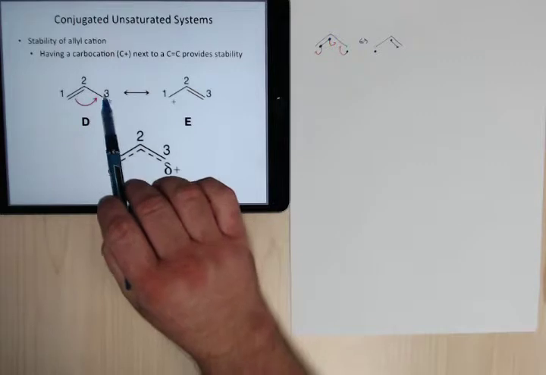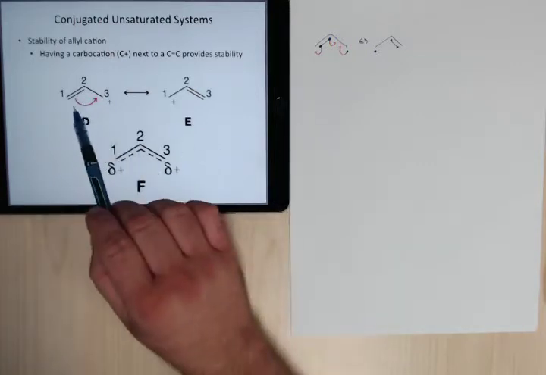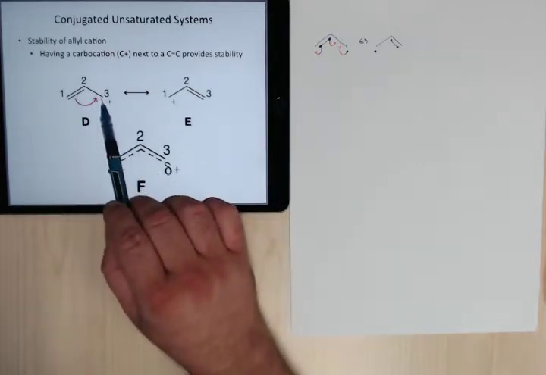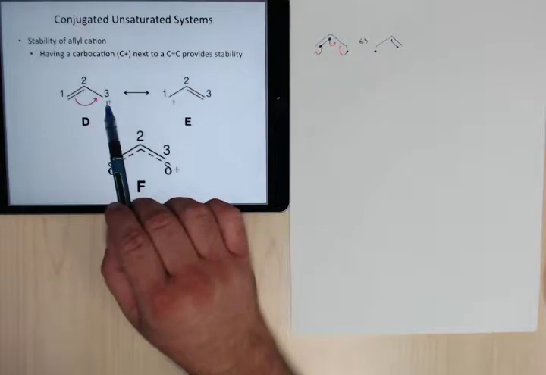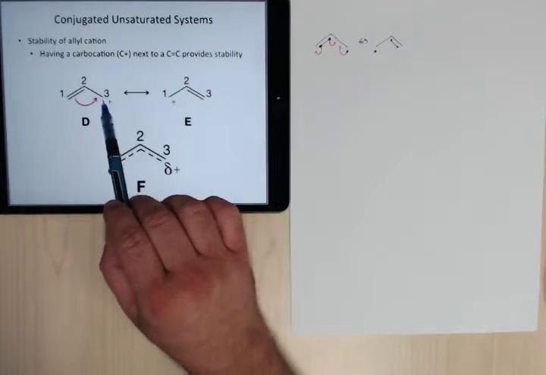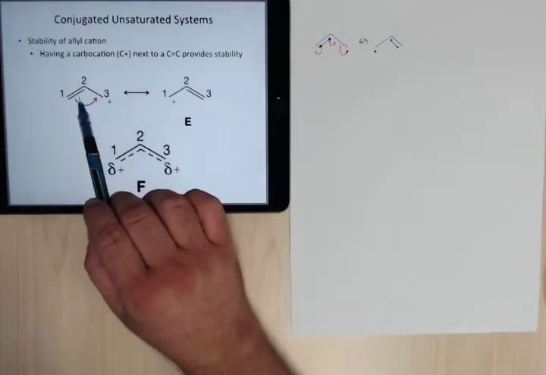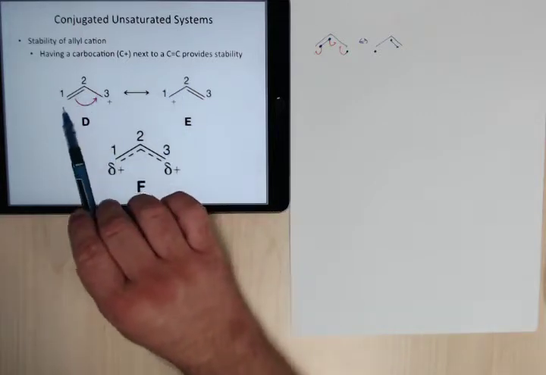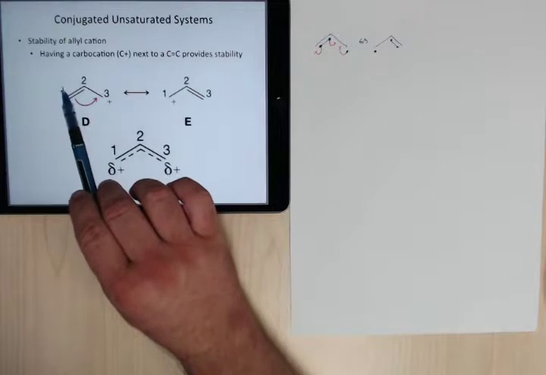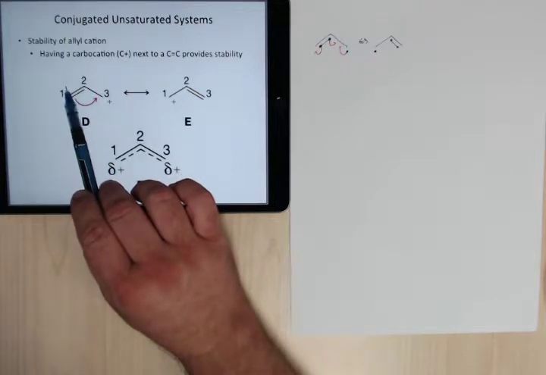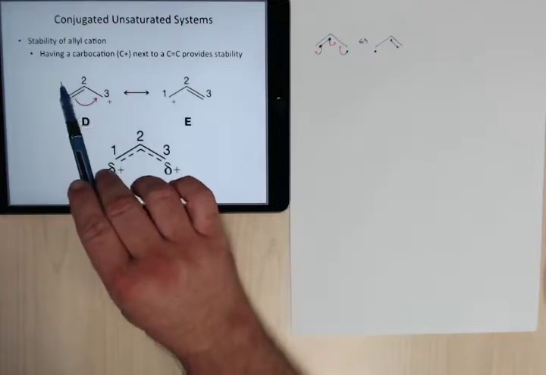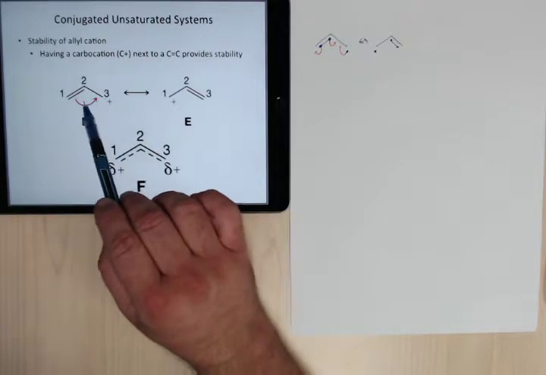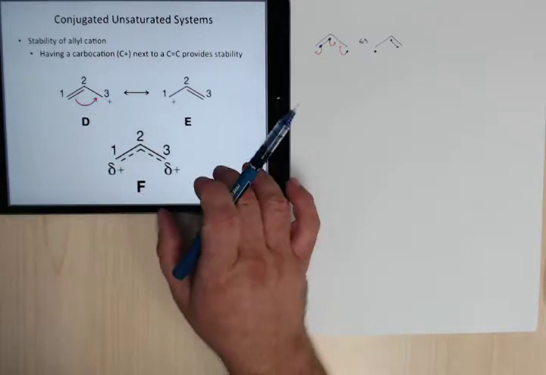Same thing happens with a positive charge, or charged systems. We can move this over, because this one has two hydrogens on it. So once you make the fourth bond, push it over here. So the positive charge can be held by both carbon 1 and carbon 3, something like that.